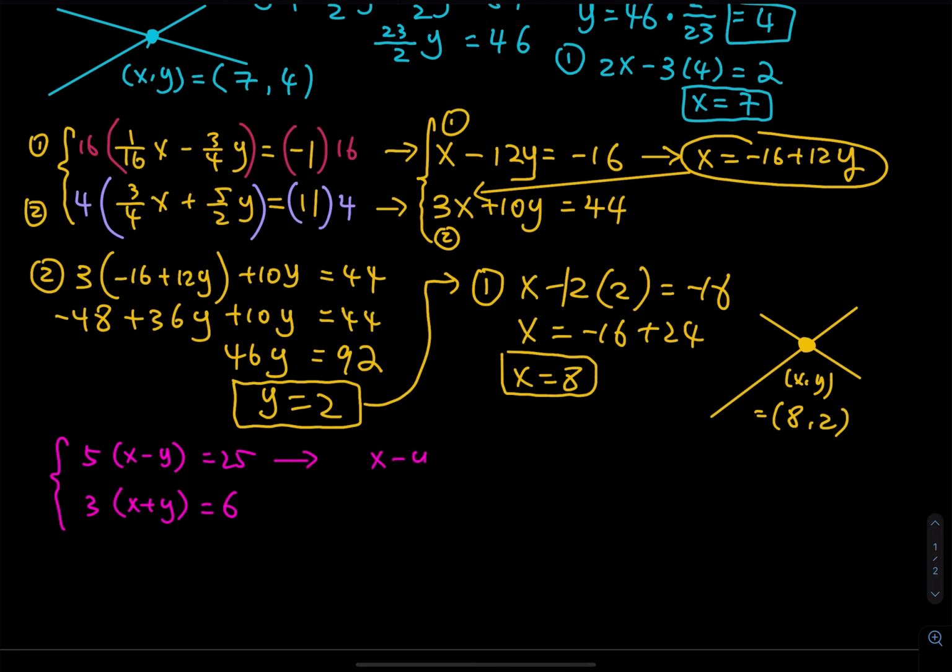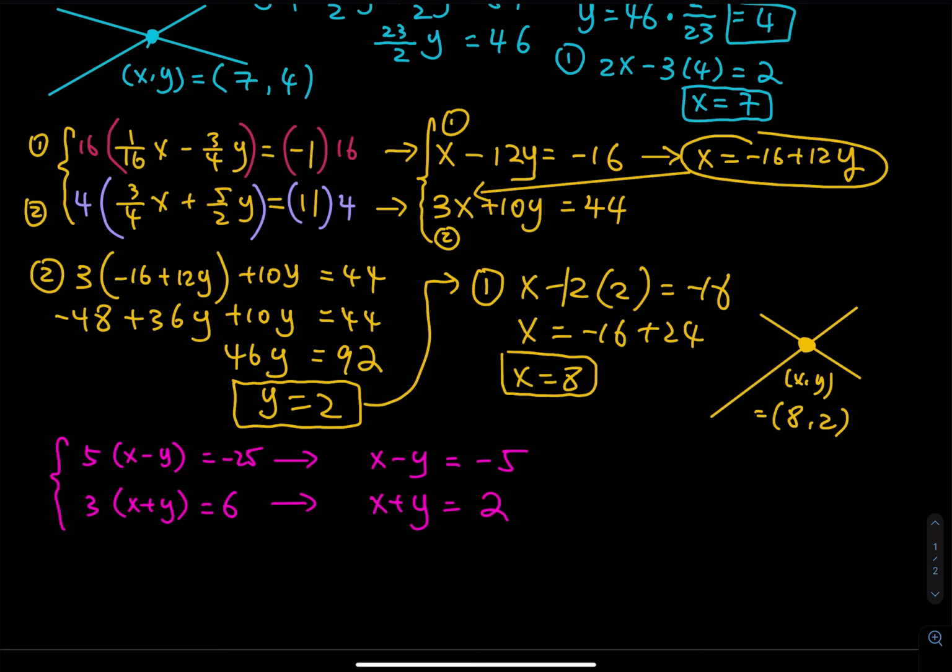You have x minus y equals 5 minus... here. I am copying stuff over from my notes. This is a negative 25. Negative 25 divided by 5 is negative 5. And then this is x plus y. 6 divided by 3 is 2. So here is my system.